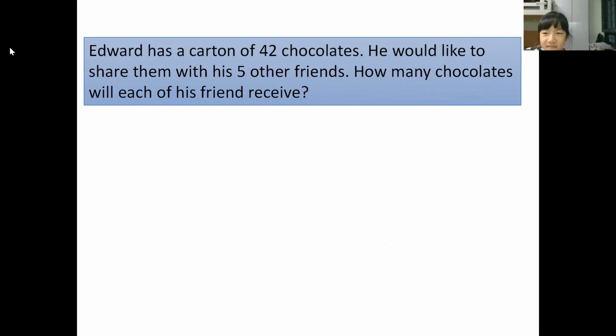Very nice. Later I'll go and get from him. He would like to share them with his 5 other friends. Since it's Edward's question, Edward has to answer me: how many people are there all together? 6, that's right. And how many chocolates will each of his friends receive?